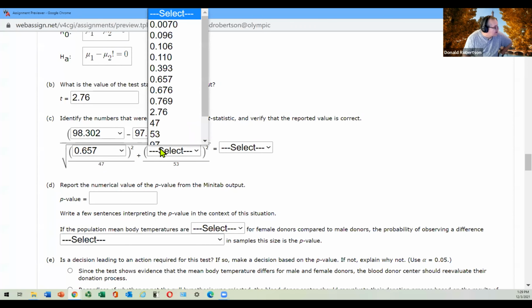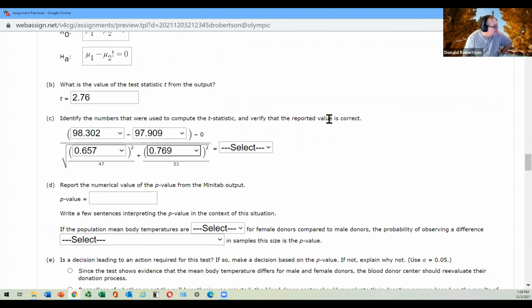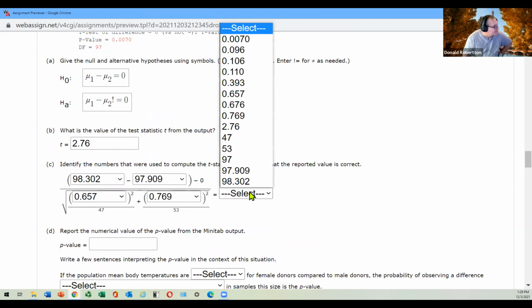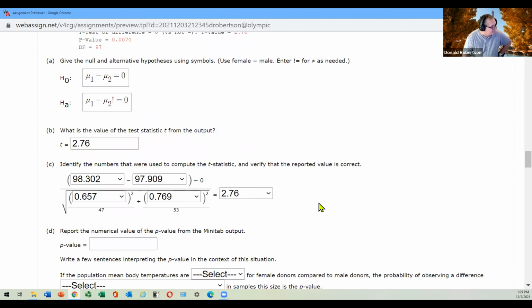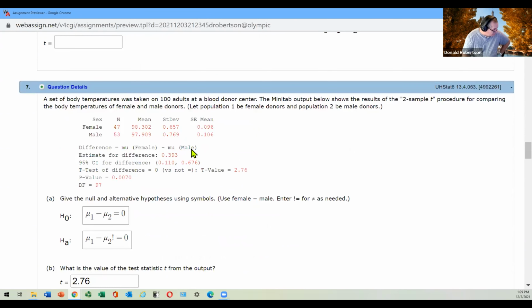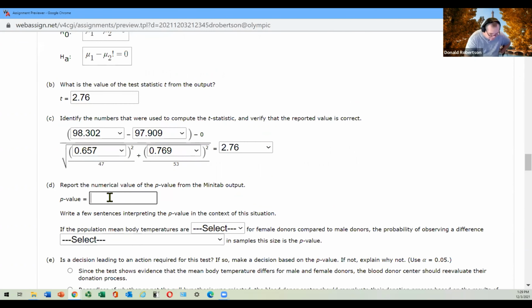Now, the other guy, I believe, is the 0.7 version, right? And the whole answer ends up being 2.76. Are you comfortable about how you fill these numbers in? Now, what is the p-value? Well, that's in here somewhere if I can find it. There we go. Right, let's look at that guy.